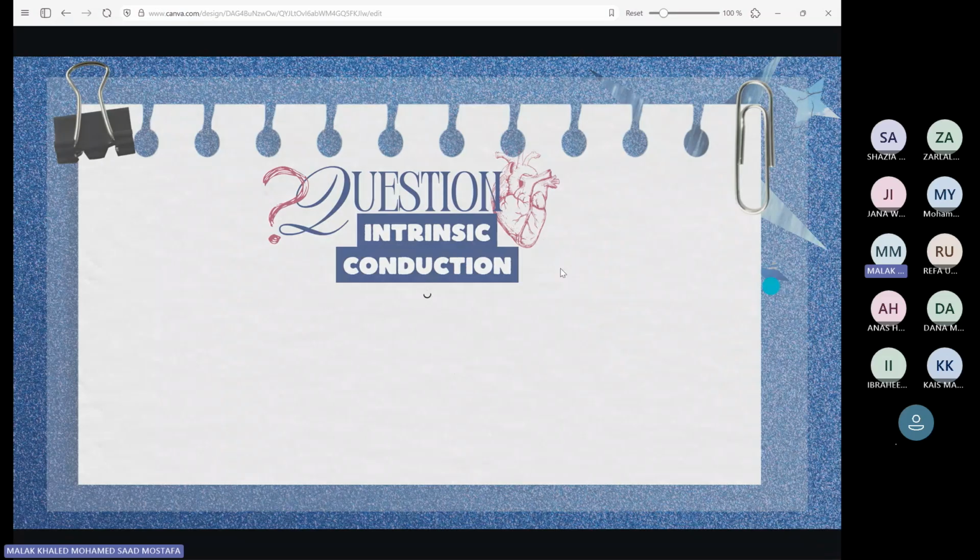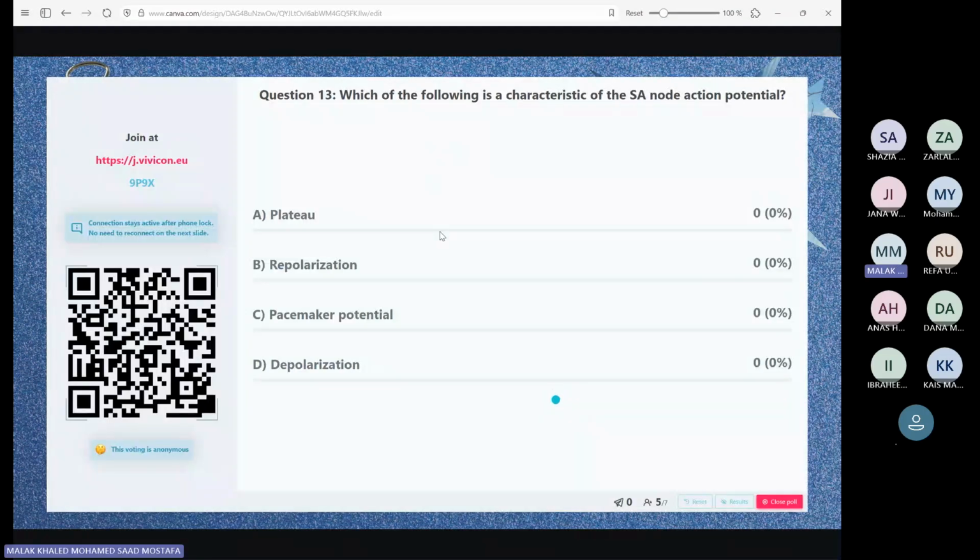One more question, and I think we'll pause here before we go into the action potentials and the pacemaker potentials. Which of the following is a characteristic of the SA node action potential? This one's very easy if you've already gone through the chapter.